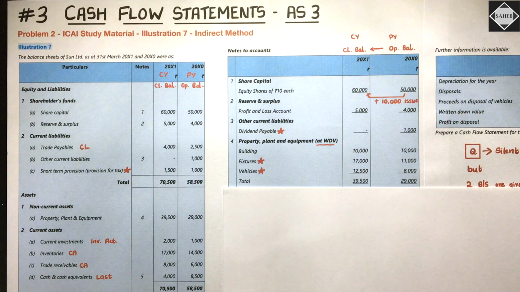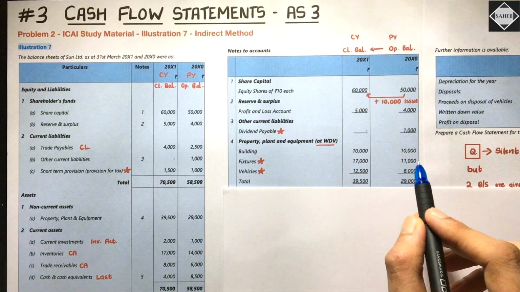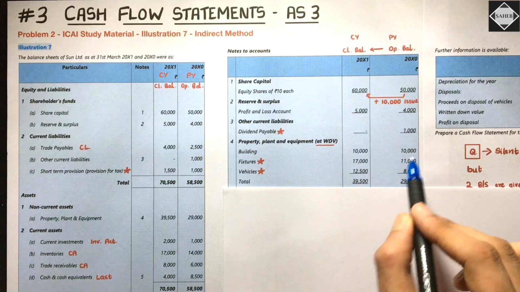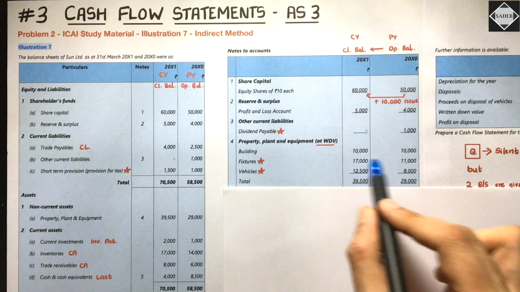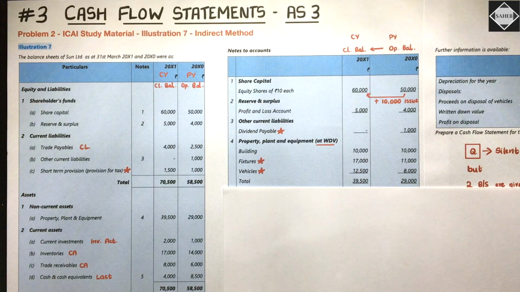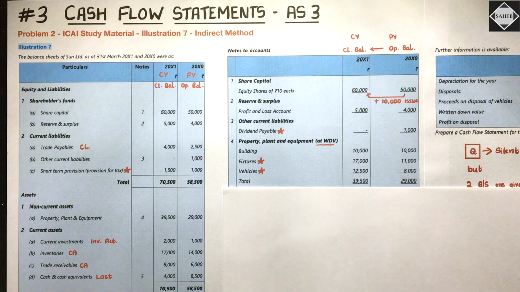Now in the PPE note, what are they saying? First you have building. What has happened in the building? Opening balance is 10,000, closing balance is also 10,000. There has been no change. There has been no purchase of building, sale of building, nothing has been done. No depreciation also. So you will just completely ignore this. No effect of this will flow in the cash flow statement. Is it clear? You will just ignore this building. Then we have fixtures.